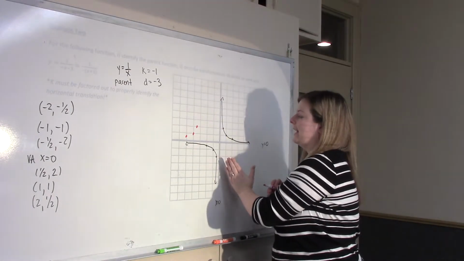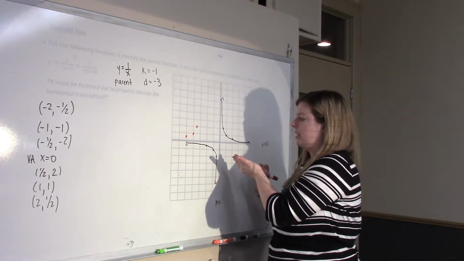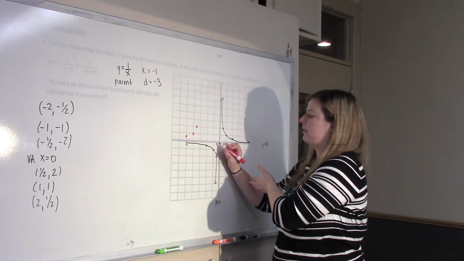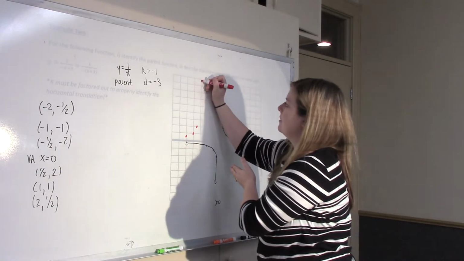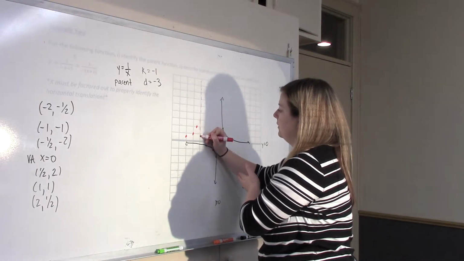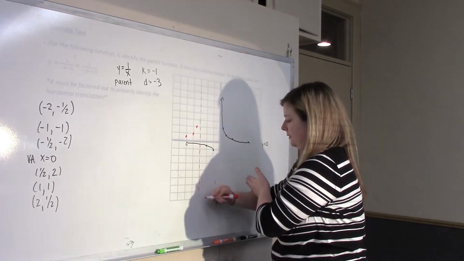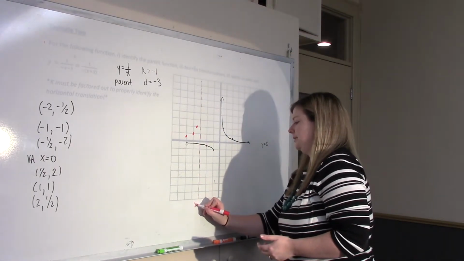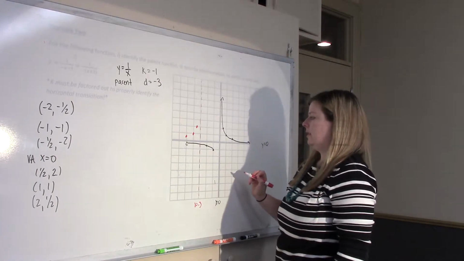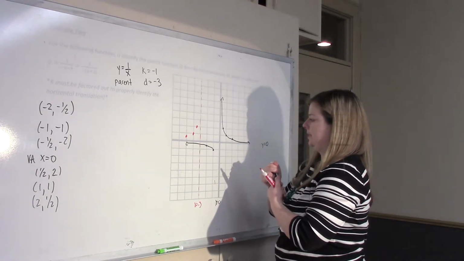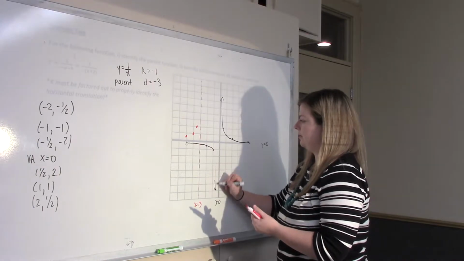So I reflect the asymptote, which doesn't make sense, it doesn't go anywhere, and then I move the asymptote left 3. So my asymptote is here at x equals -3. Okay, oops. It's wiped off some of my old stuff.